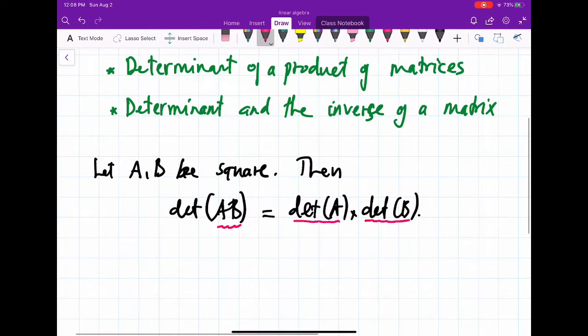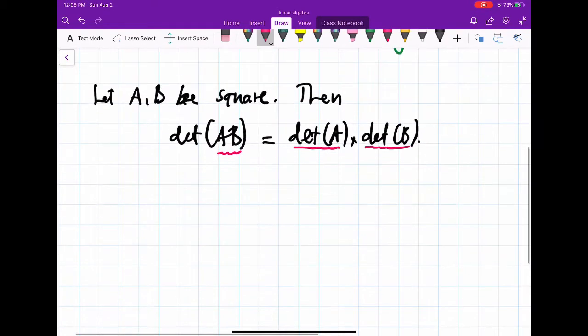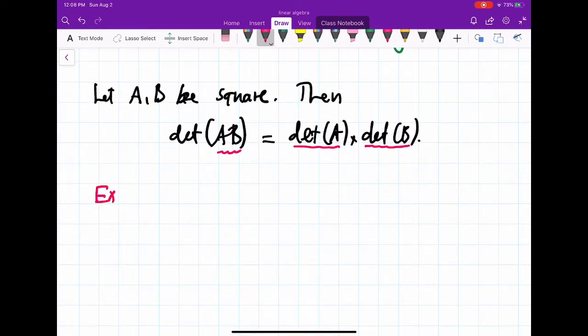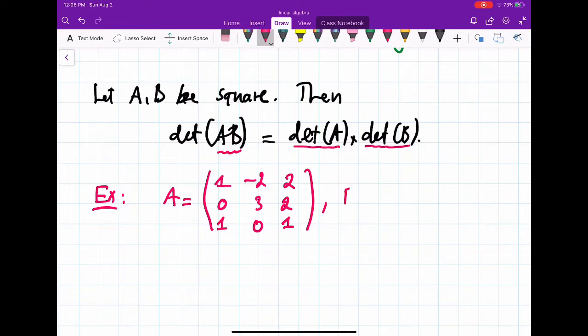It's very easy to prove this property, so I encourage you to read it in the textbook. The proof is based on elementary matrices. Let's apply this property to find the determinant of the product for the following matrices. A is 1, -2, 2, 0, 3, 2, 1, 0, 1. B is 2, 0, 1, 0, -1, -2, 3, -1, -2.